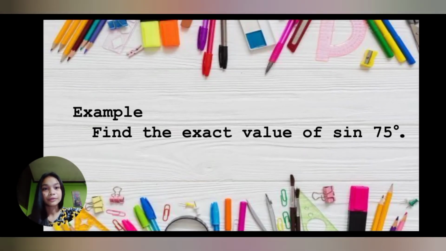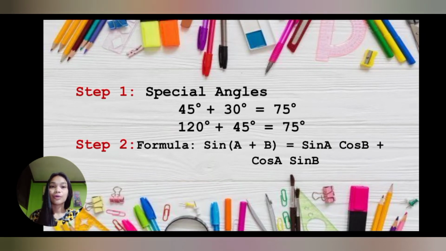So let's have some examples. Okay, first, we need to find the exact value of sine 75 degrees. So, okay, step one is to find the special angles, because our 75 degrees is not a special angle, unlike 45, 60, 180, 90 in the unit circle. So that's our step one, find the special angles that equal 75 degrees.